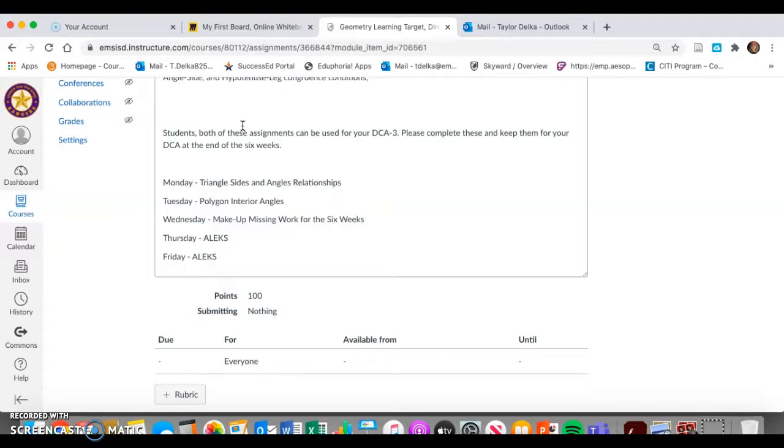So Monday, we're going to work on triangle sides and angle relationships. Tuesday, you've got your polygon interior angles. Wednesday, we're going to make up missing work for the 6 weeks. Thursday and Friday, you have ALEKS. So let's go ahead and get started.